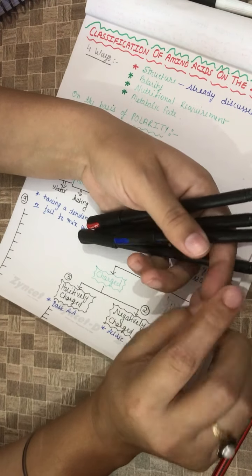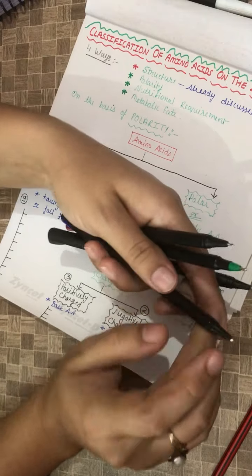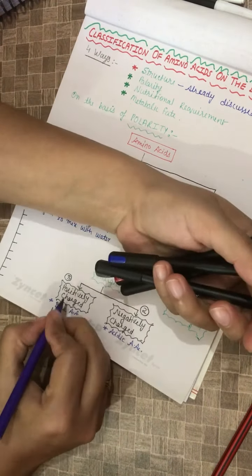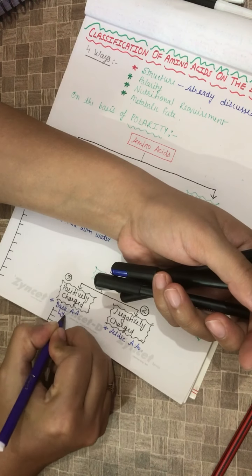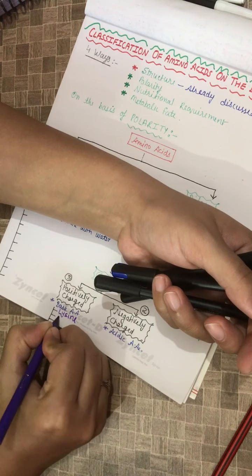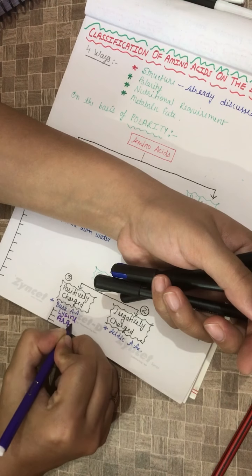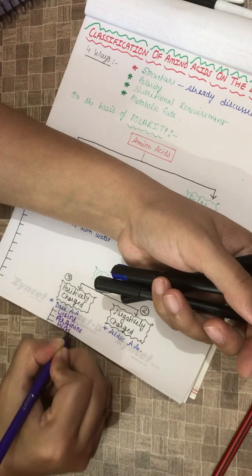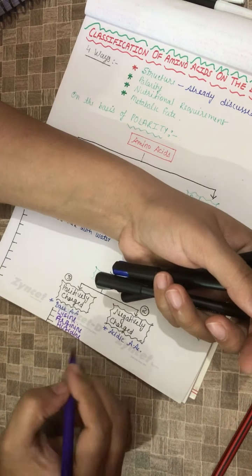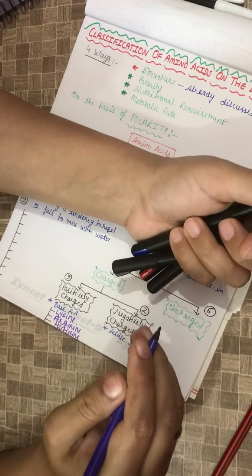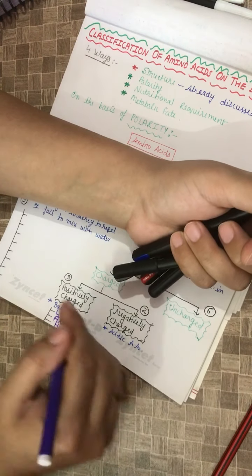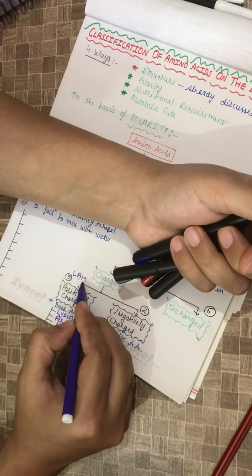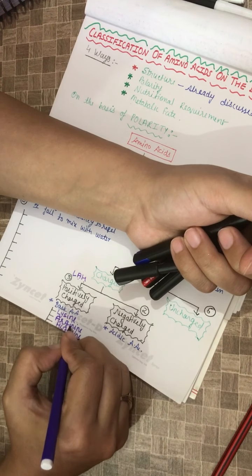So there are 3 major basic amino acids, namely lysine, arginine and histidine. You can remember it through the abbreviation or mnemonic LAH, L-A-H: lysine, arginine and histidine.